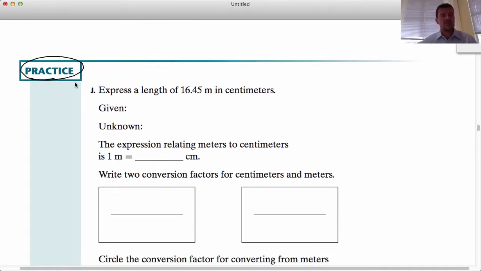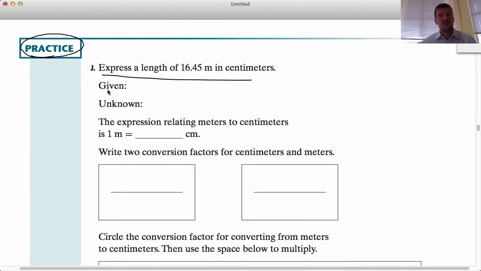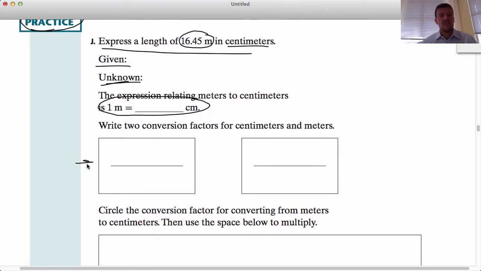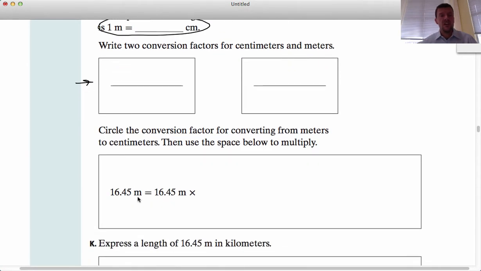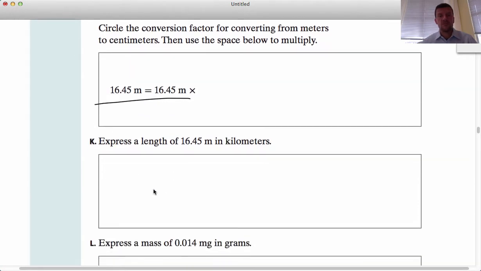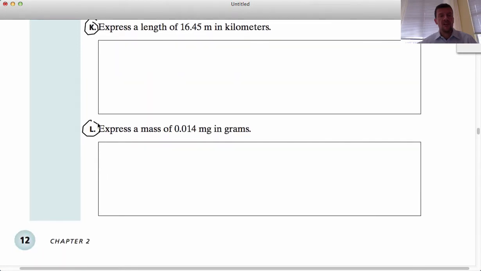Okay, here are some practice problems. I'm going to let you work on these. It sets it up for you very nicely here. A very nice way to set these up, and I suggest you do it, is write down what is given, that would be this, and write down what is unknown, that would be the length in centimeters. Find out what the unit multiplier is, or the conversion factor. Write those, choose which one you need to use, and then finish the problem. Okay? You can do K and L as well, and I'll check those when you submit it.